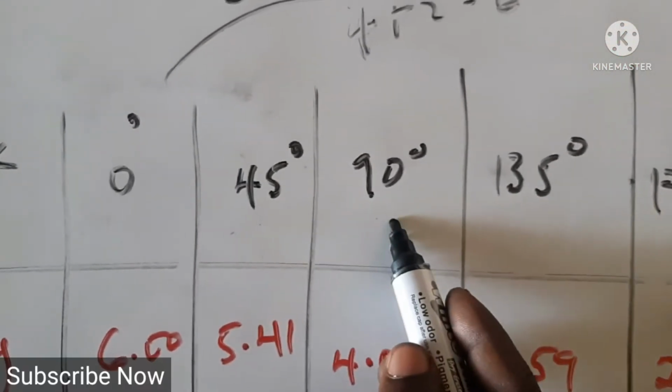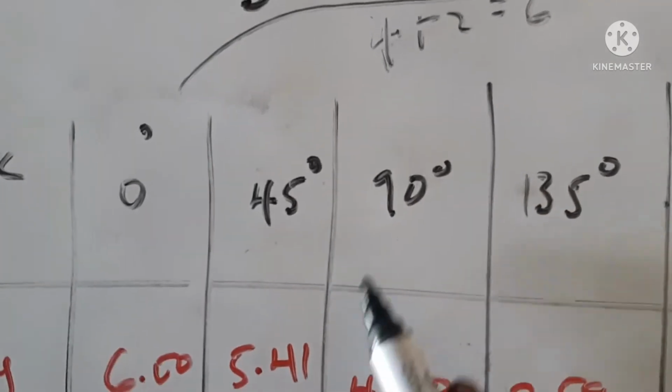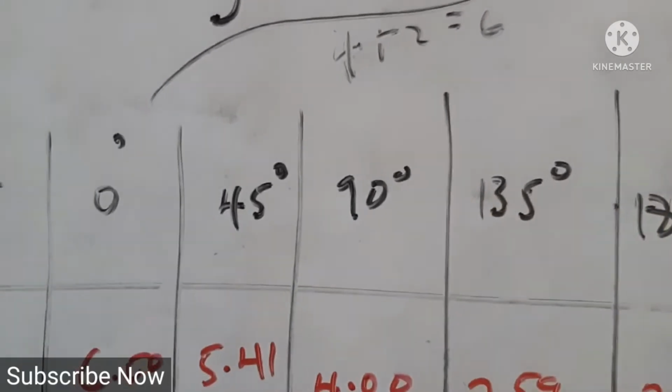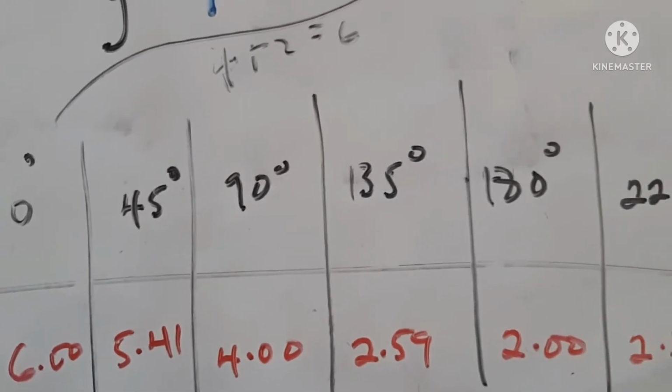So the next one will be 90. Remember that we are going to add 45 to this one, and that will make it 90. So 90 into the function, and then you have your 0. The same thing: you keep on moving until you get to the last one.